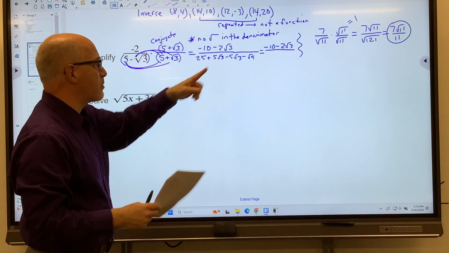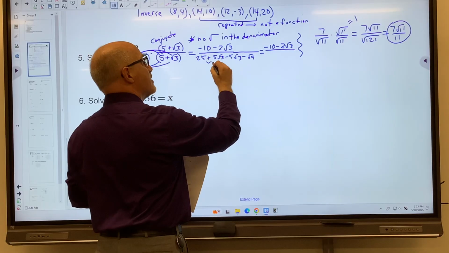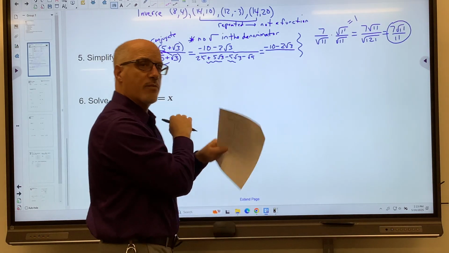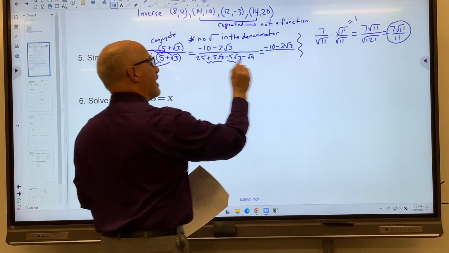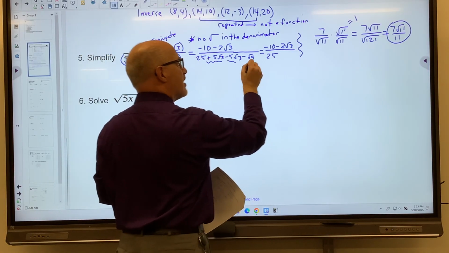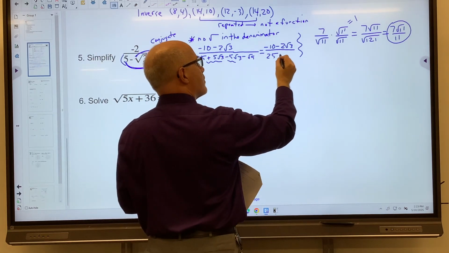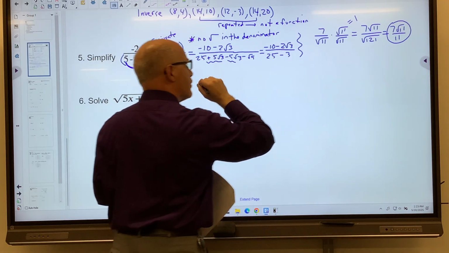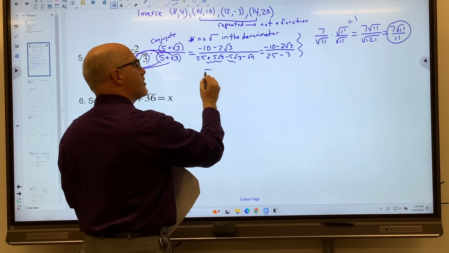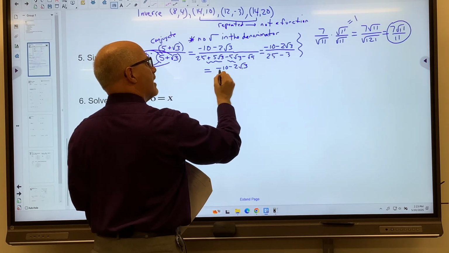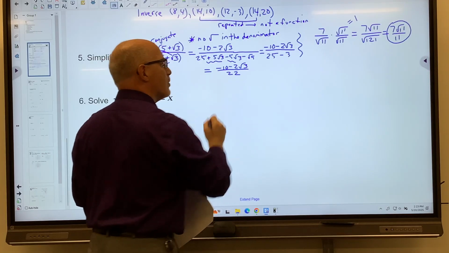Here, we got a lot of square roots there, but by multiplying by the conjugate, these middle terms cancel out. So I've got a 25, and then you still have the square root of 9, but we know what the square root of 9 is. We can make that equal to a 3. So 25 minus 3, so that equals negative 10 minus 2 square roots of 3 all over 22.